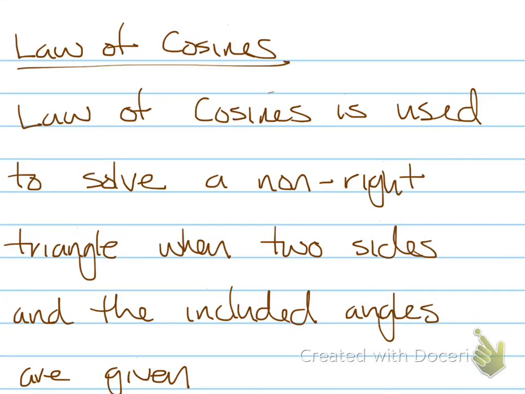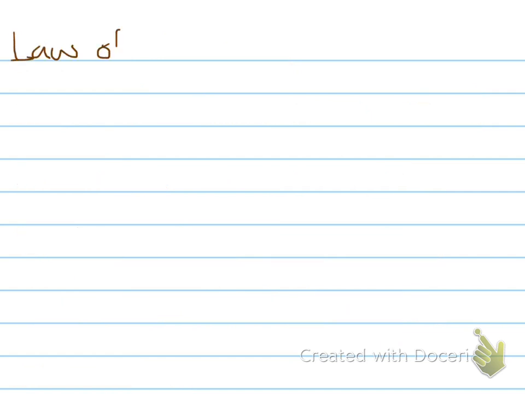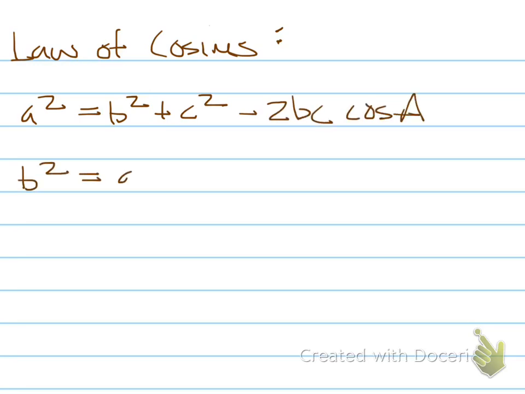In this lesson, we're going to be looking at the law of cosines. The law of cosines is used to solve a non-right triangle when two sides and the included angle are given.